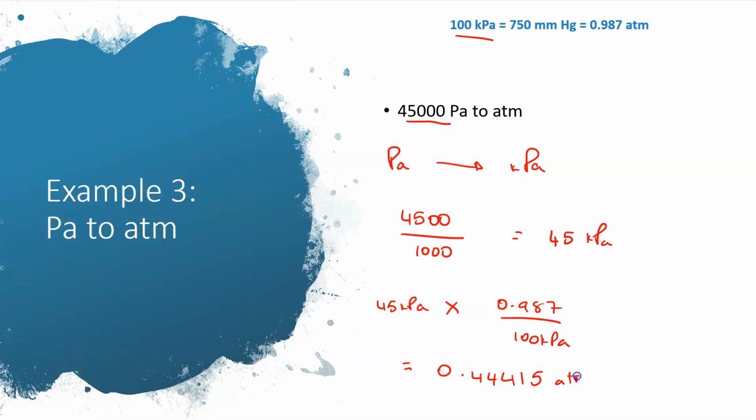0.44415 atmospheres. And of course, we can round that to the required number of significant figures from the question that we've been doing. In this case, I would probably take it to 3 based on our 0.987 for our atmospheres, so 0.444 atmospheres.